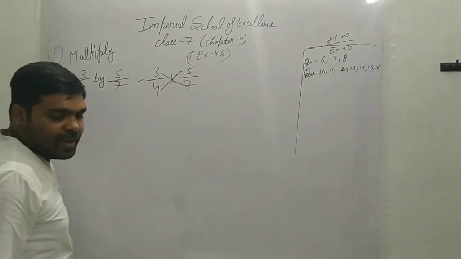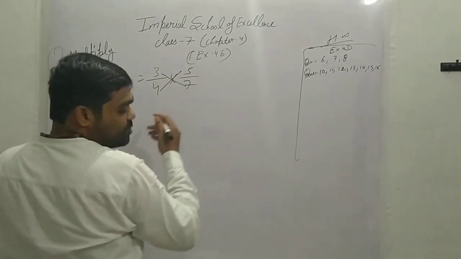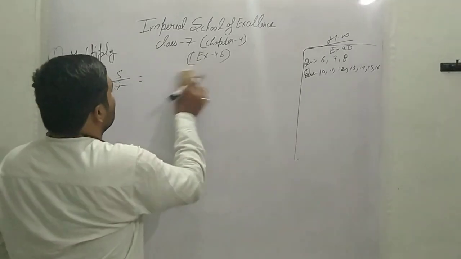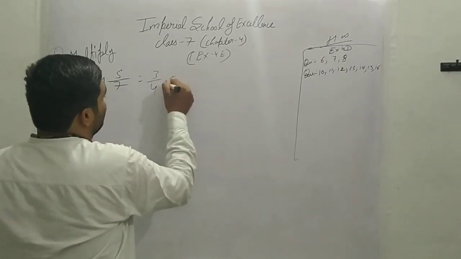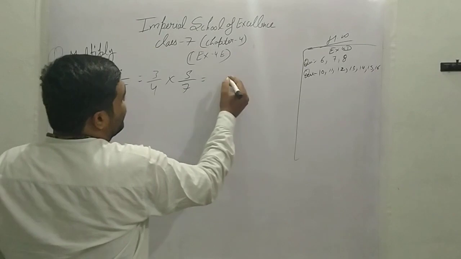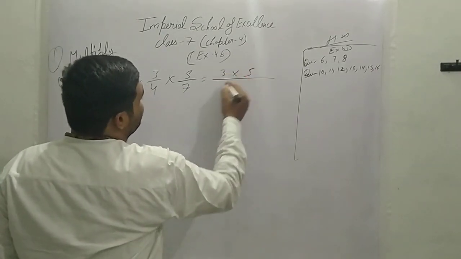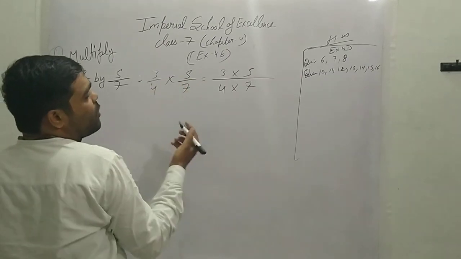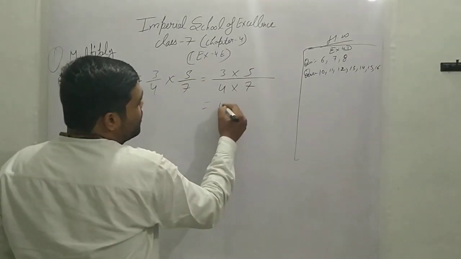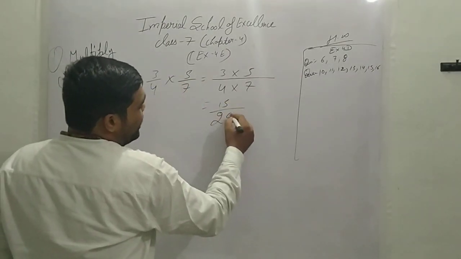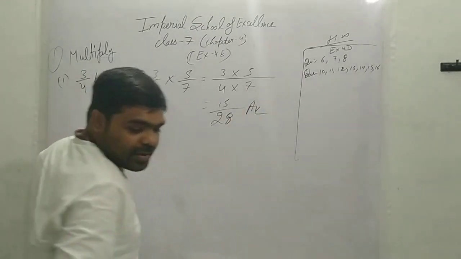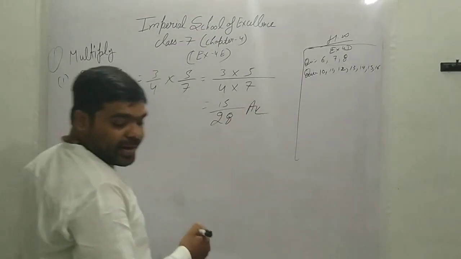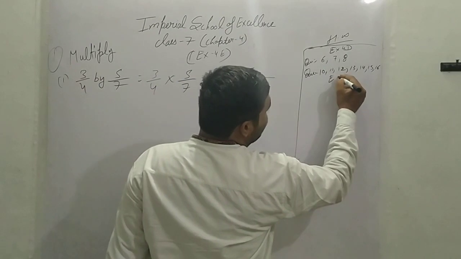Cross multiplication like this? No, you do not have to do cross multiplication. 3 upon 4 multiply by 5 upon 7 equals 3 multiply by 5 upon 4 multiply by 7. Multiply 3 by 5 and 4 by 7. 3 5s are 15, 7 4s are 28. This is your answer, 15 upon 28.